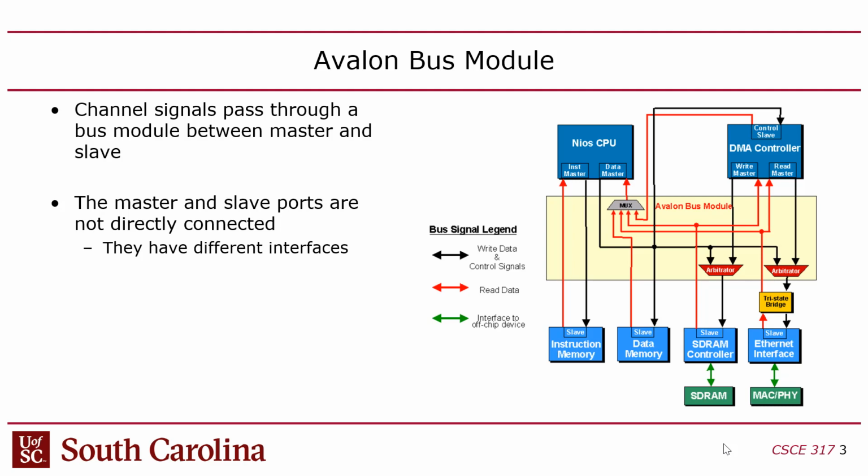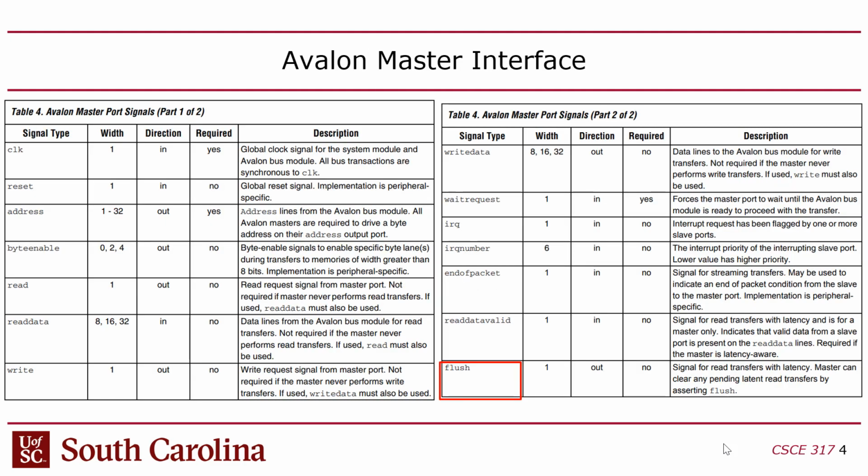Now it's a little confusing though, because if you look at the signals that make up, for example, the master port and the slave port, a lot of the names are the same. So if you look at the list of signals, you're like, oh, they both have something called address, so that address is probably connected. No, it's not. Even though they have the same name, it's not the same signal, because all these signals go through the bus module.